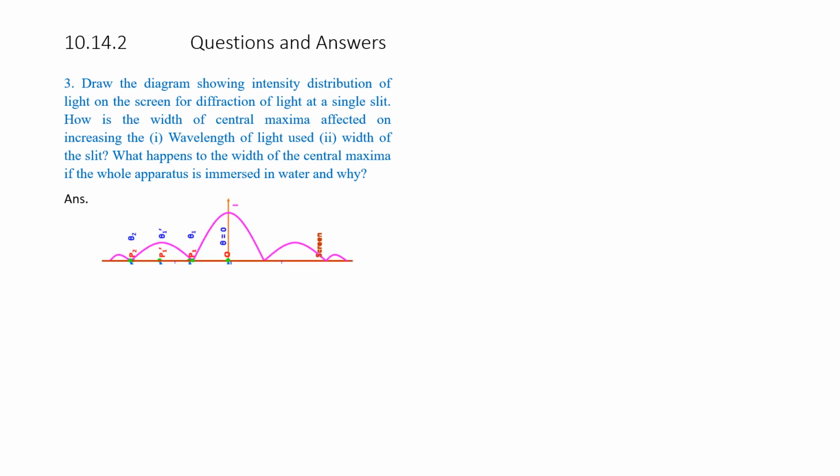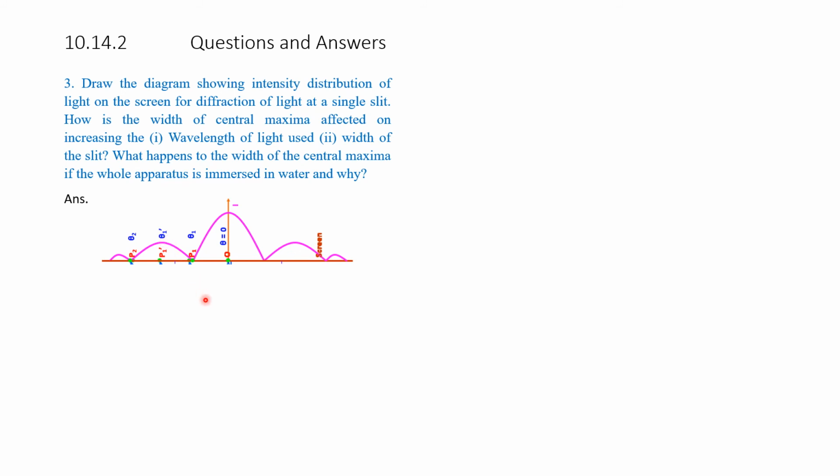So, the answer. The diagram is shown here. This is the screen. We have shown it inverted, horizontal. In the theory portion, we have shown it vertically, but here we have shown it horizontal. This is the screen, this is the central maxima, and this is the intensity I. At theta equal to 0, the maxima occurs, and this is the central maxima, and this is the dark spot or dark fringe, and then again the secondary maxima is here followed by the third, like this it is shown.